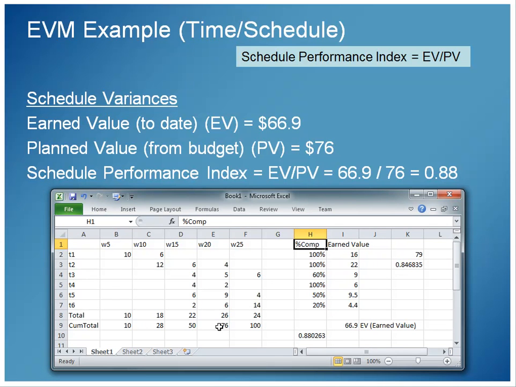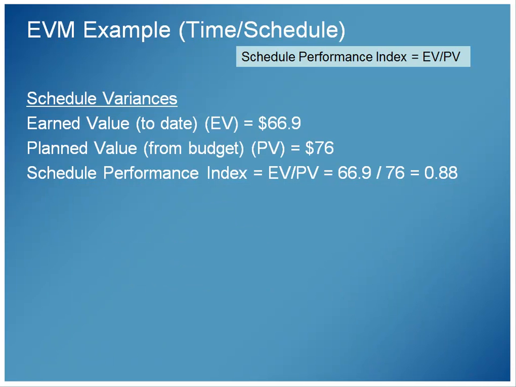We know the 76. That's not a calculated value. It's calculated in the budget. It has nothing to do with our percentages at time 20, because that's what the problem states. And we know that the schedule performance index is earned value divided by planned value. So we get 0.88.